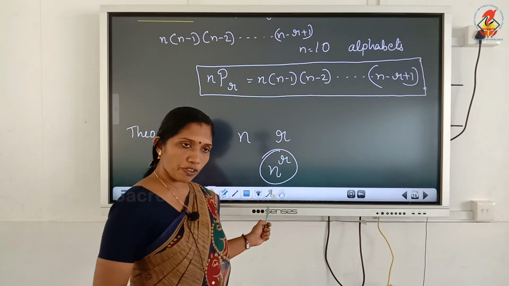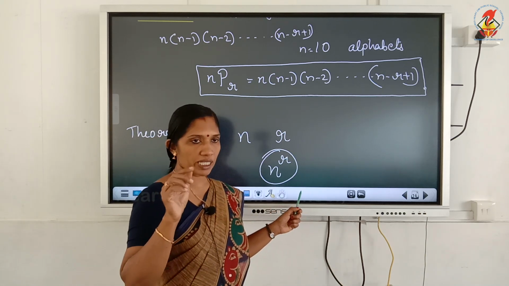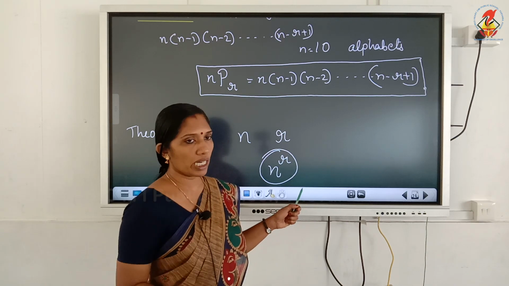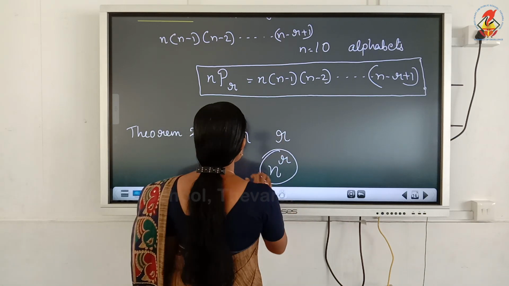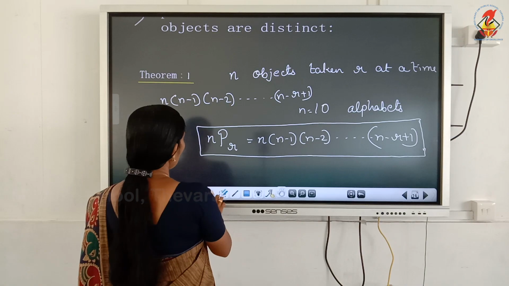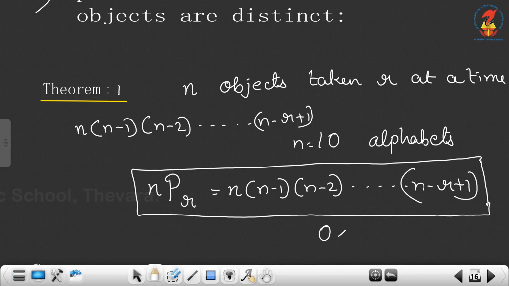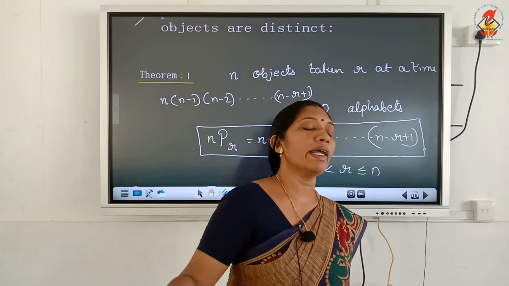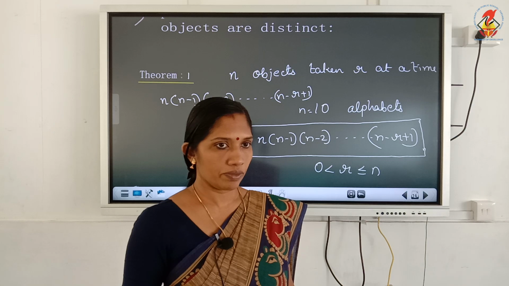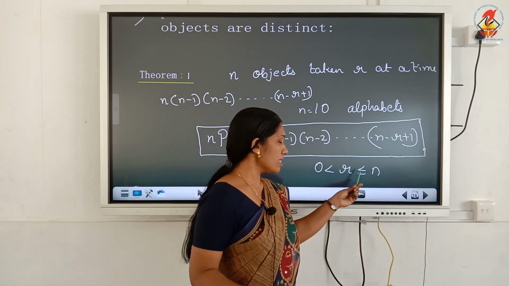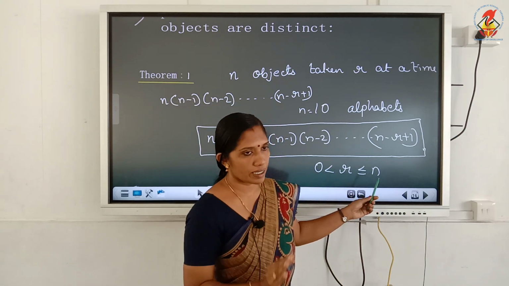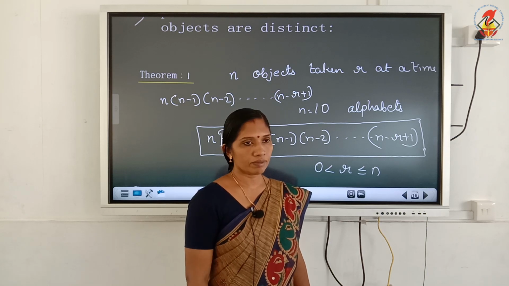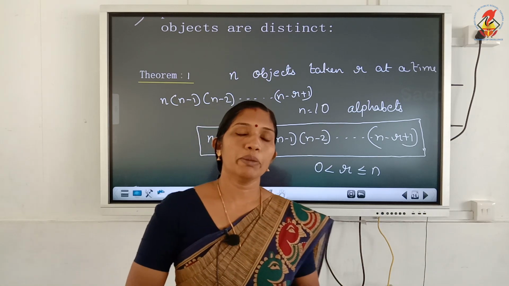n is the number of objects, r means the number of objects taken at a time, how many we are using. And the condition for r, children, is 0 less than r less than or equal to n. The value of r cannot be more than n, that is not possible. The value of r is equal to n or less than. Understood?